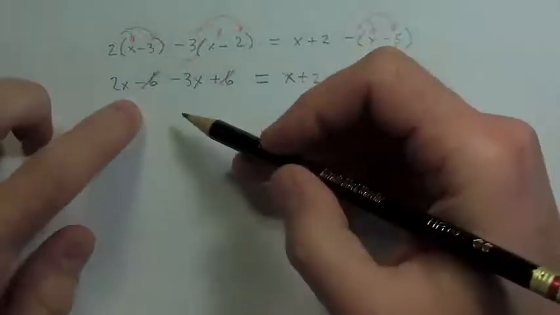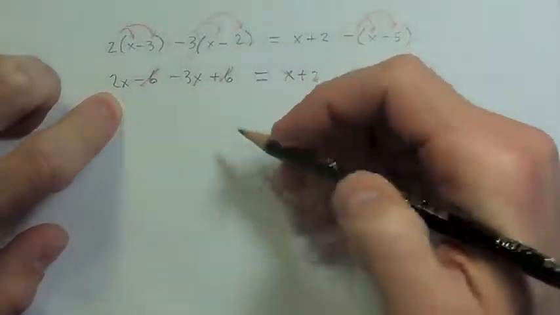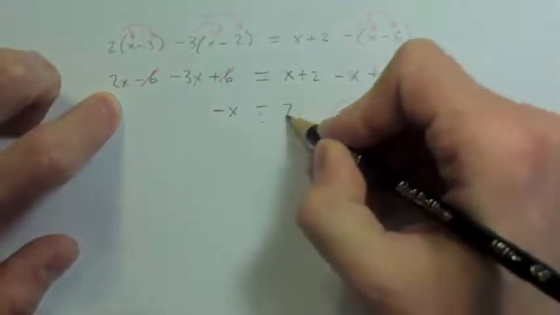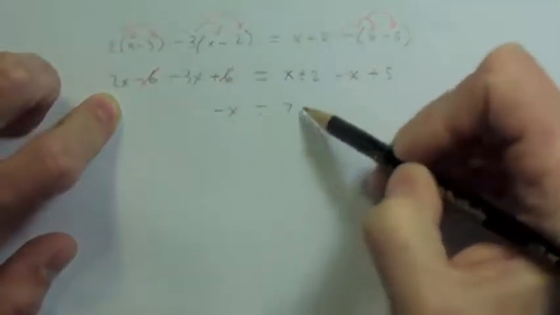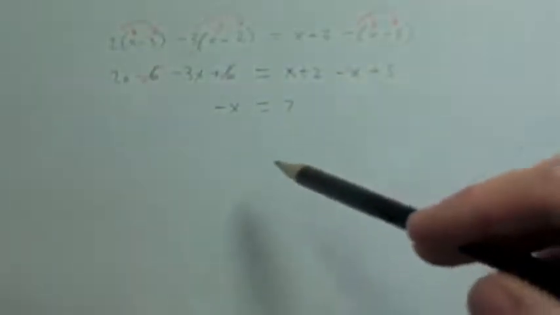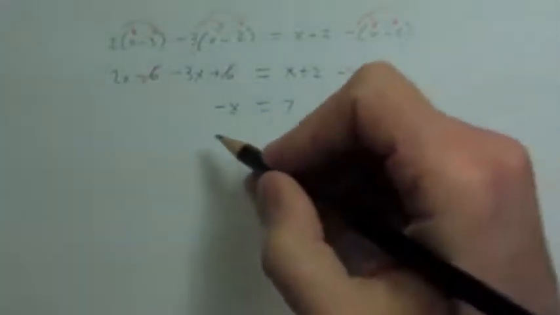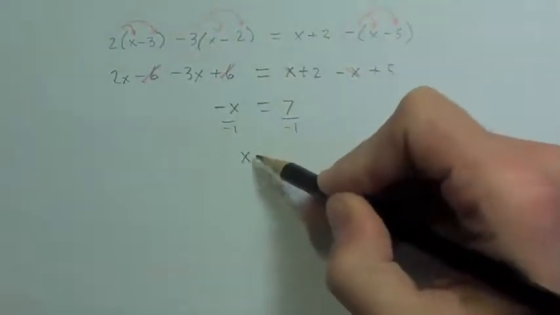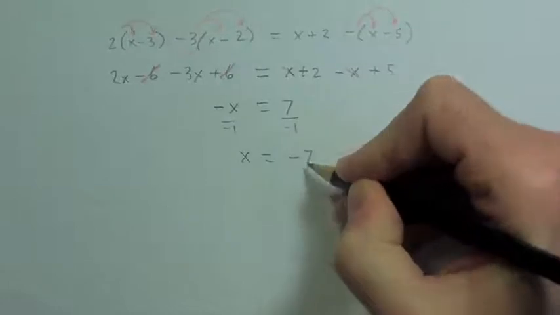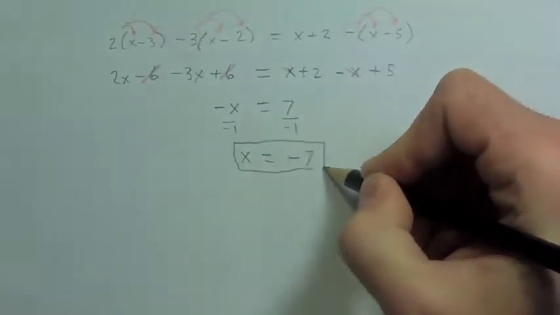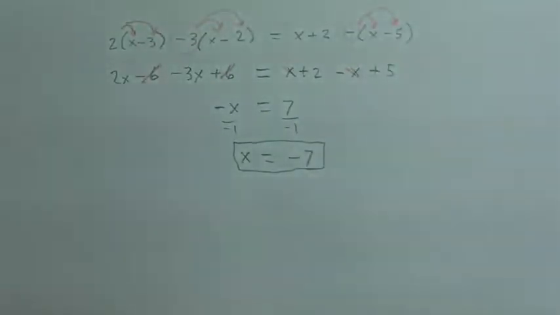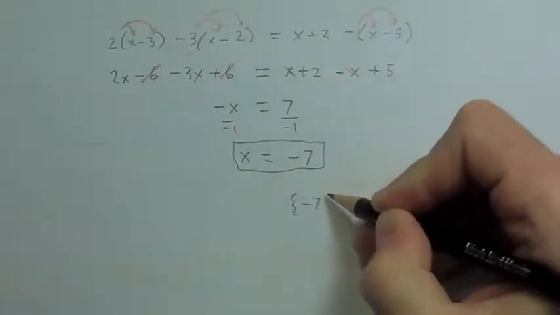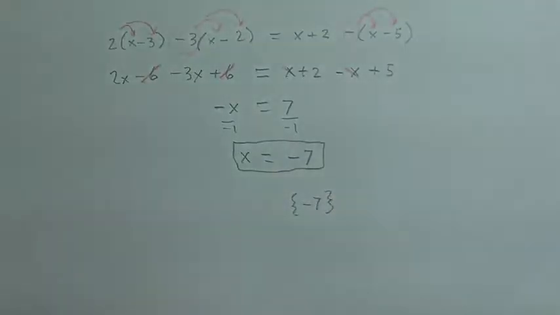Alright, so here the 2x minus 3x is going to give us negative x, and the 2 plus 5 is going to give us 7. We don't want to leave this as negative x equals something, so we're going to divide both sides by negative 1. Okay, so 7 divided by negative 1 is going to be negative 7, and there's our solution. So here the option you would choose would be your solution set is negative 7.